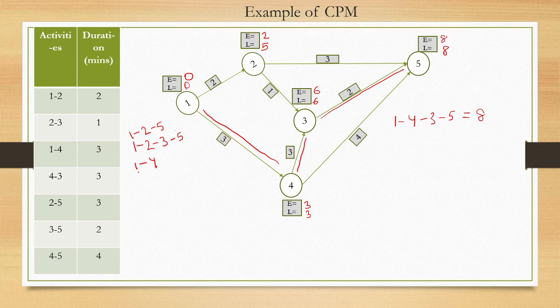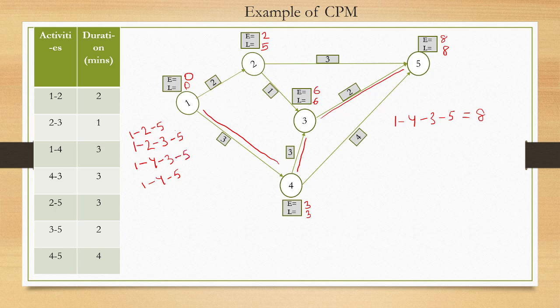Now for the next path 1 to 4, where 4 is coming, here 4 to 3 and 4 to 5. So this is 1 4 3 and 1 4 5. Where is this 3 coming next? 3 is coming here, 3 to 5. So 1 4 3 5.